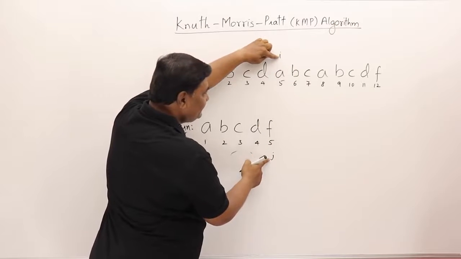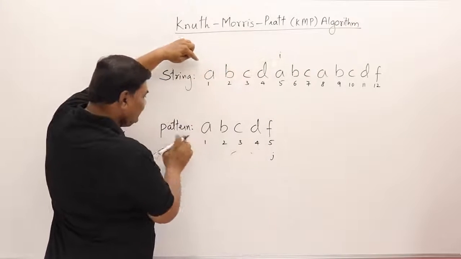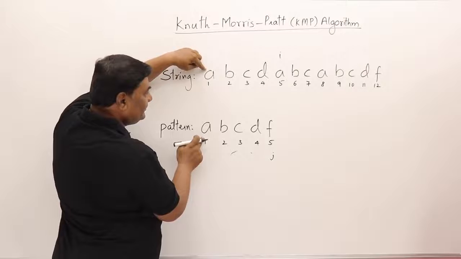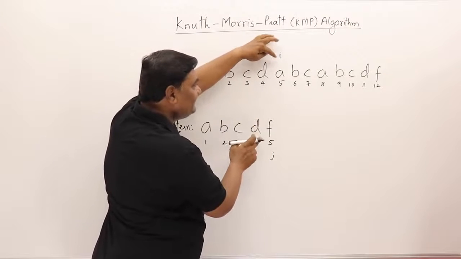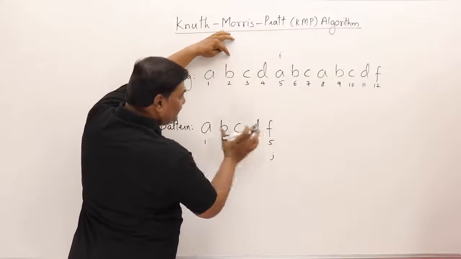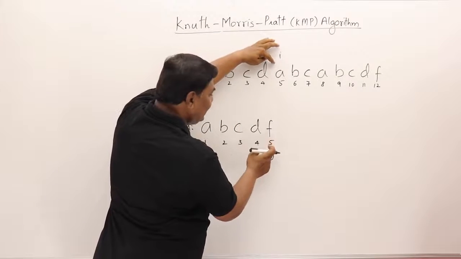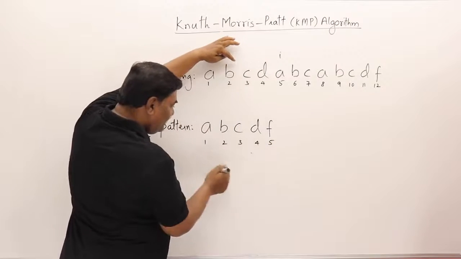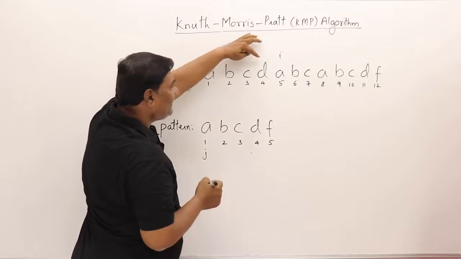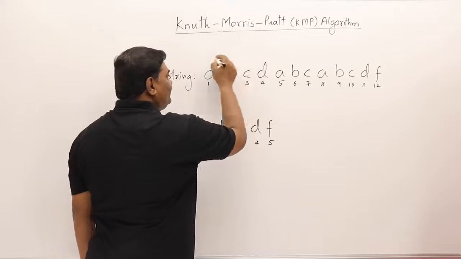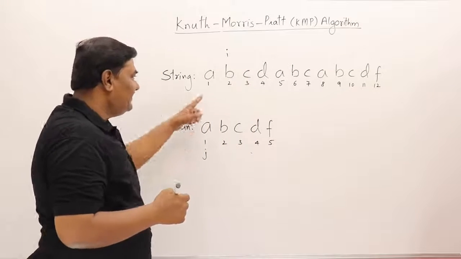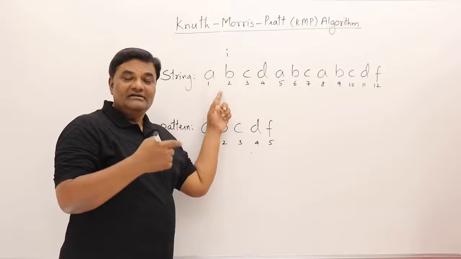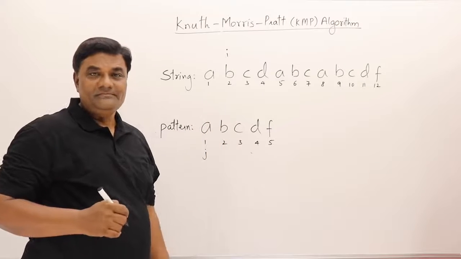There is a mismatch. See, we started this pattern comparing from this position onwards. As I just now said, in the previous example I have shown you that if there is a mismatch, this pattern will move by one step. So there is a mismatch. So again J will come in the beginning, but what about I? I will start from this place now. Already we have started from the beginning A, now we'll start from B, that is index 2.